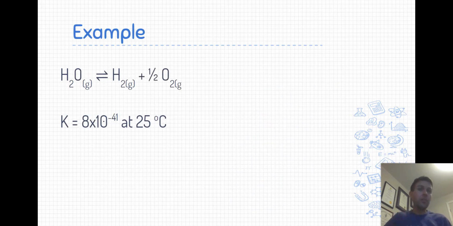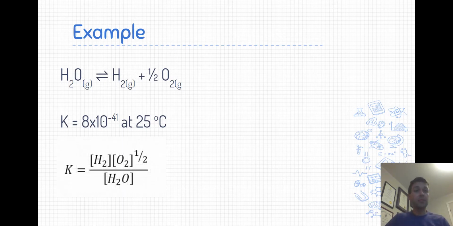Here we have the equilibrium that represents the decomposition of water. And going in the reverse direction, we have the synthesis of water. For the forward reaction here, the K value is another tiny, tiny number, 10 to the minus 41. Here's the equilibrium expression. Products divided by reactants. Right-hand side divided by left-hand side, raised to their coefficients.